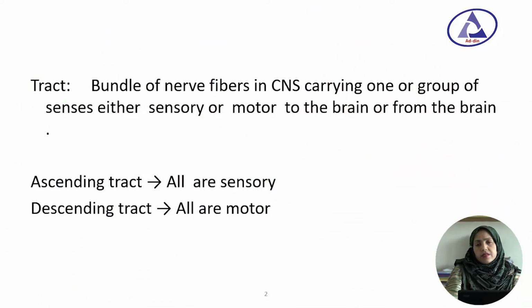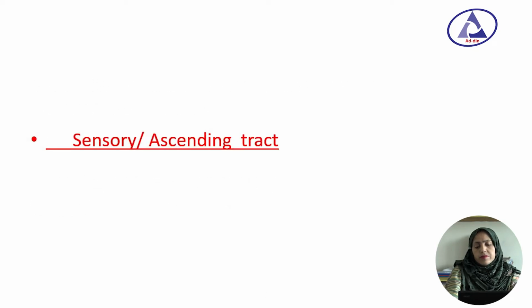Okay, so let's start. What is a tract? A tract is a bundle of nerve fibers in the central nervous system that carry one or a group of senses, either sensory or motor, to the brain or from the brain. Ascending tracts are all sensory, and descending tracts are all motor. Now I am going to start my lecture on the sensory or ascending tract.